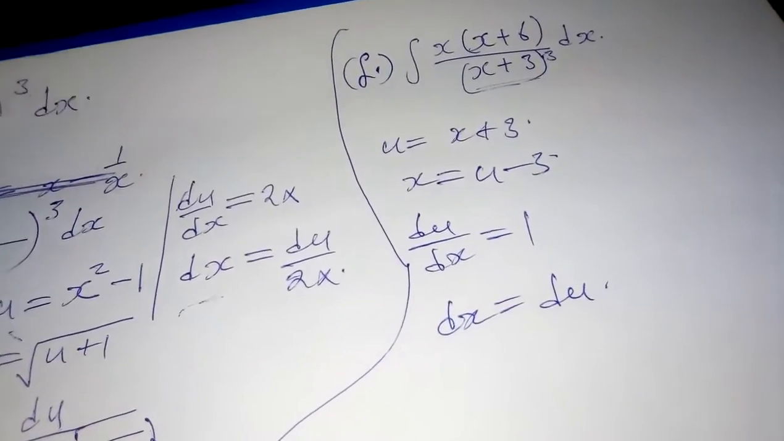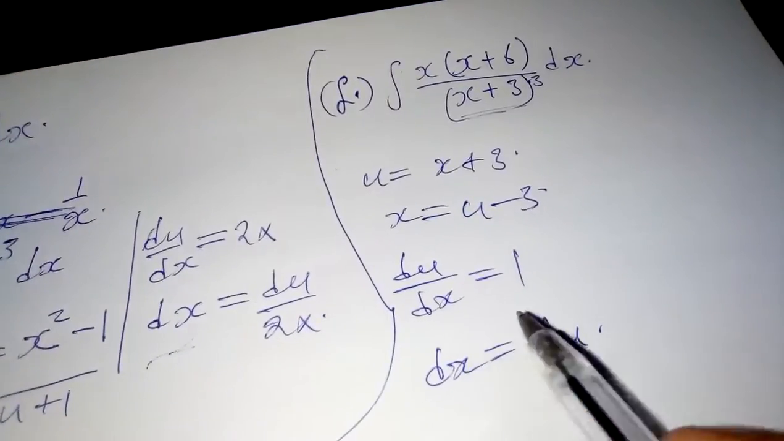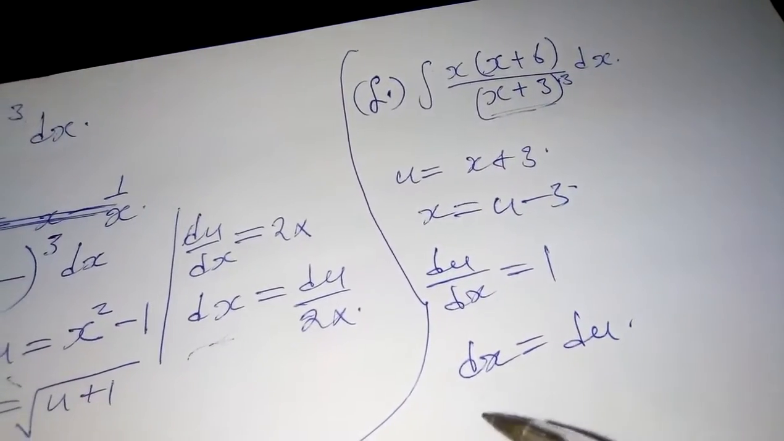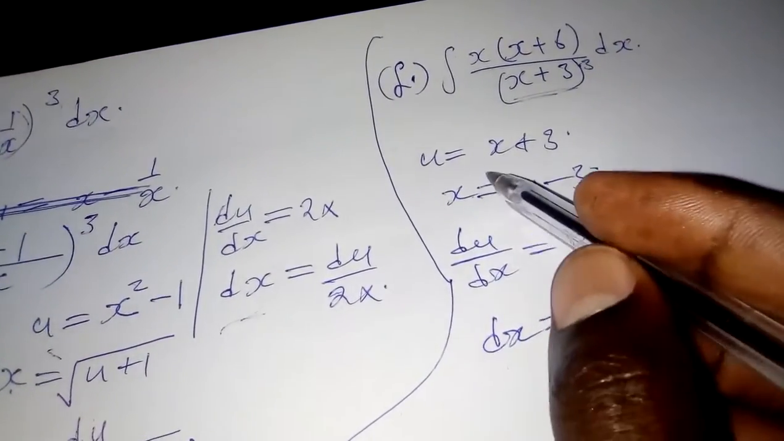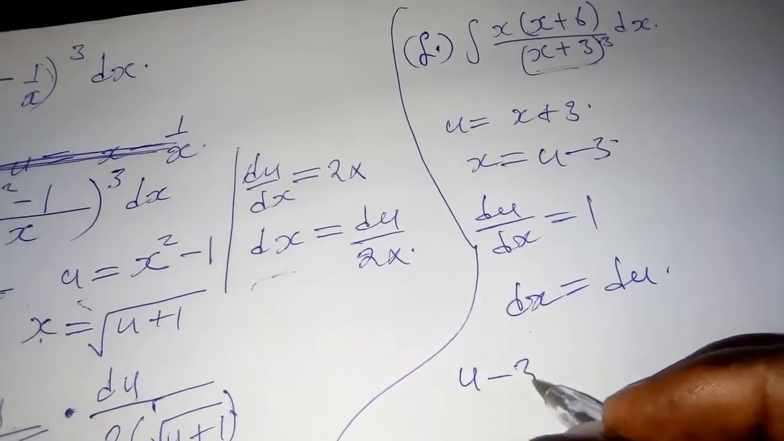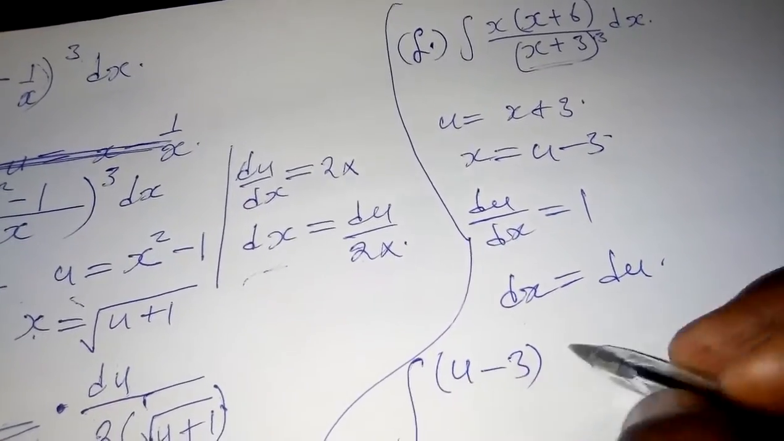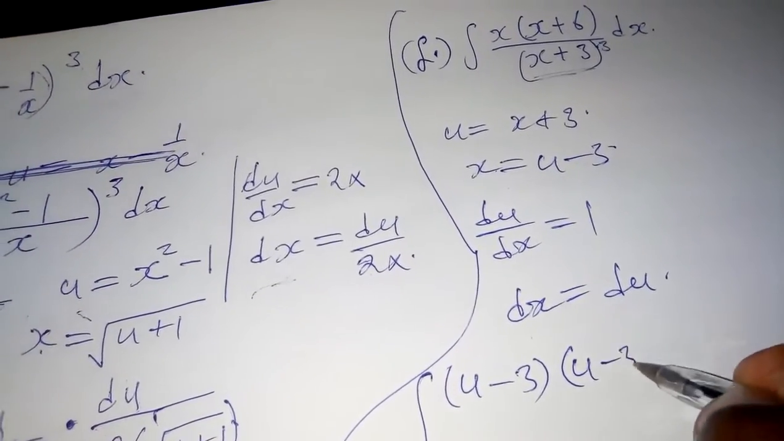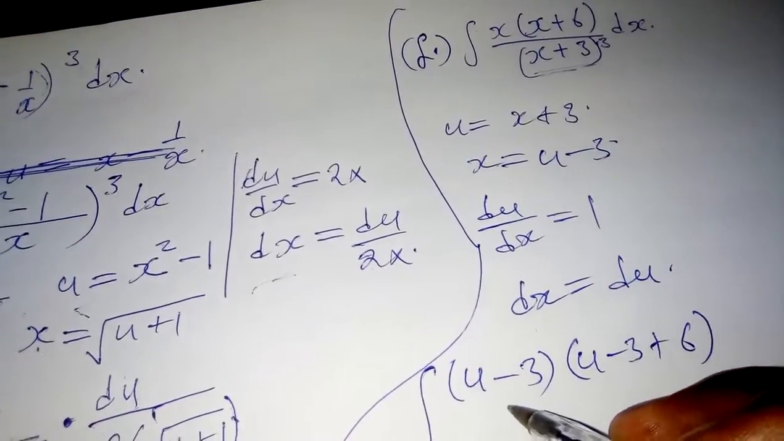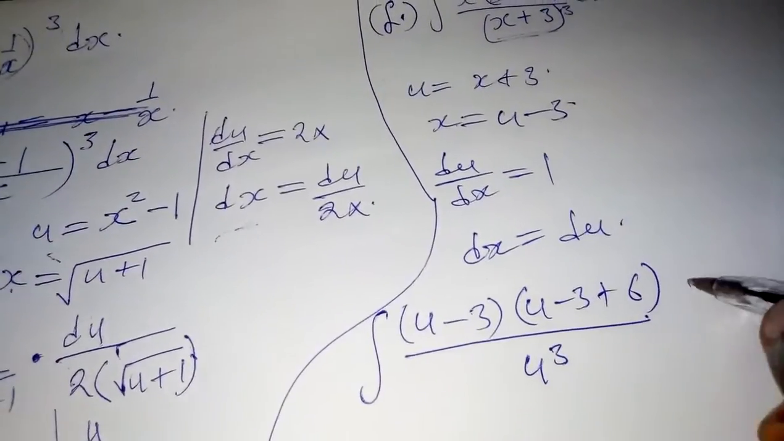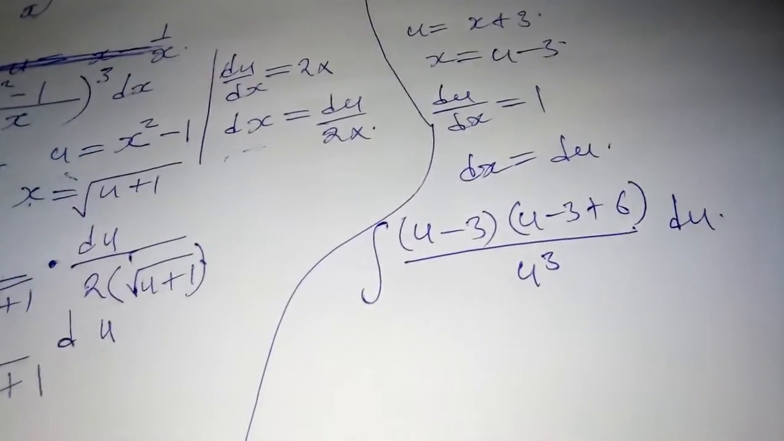Meaning your dx will be nothing but equal to du. So when you are replacing this now, you just have to replace them there according to their corresponding function. So where there's x, I'm putting u minus 3. So I'm going to have the integral of u minus 3 multiplied by u minus 3 plus 6, everything divided by u to the power 3. Then this side I'm putting the du.